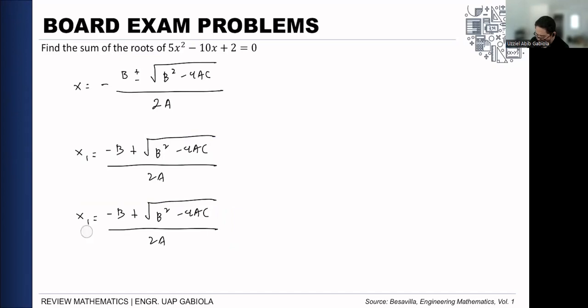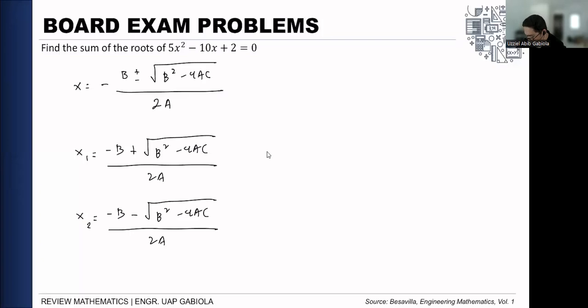So please try to find x1 and x2 first by using the values of a, b, and c in our quadratic formula. I'll give you 5 minutes again before we continue.